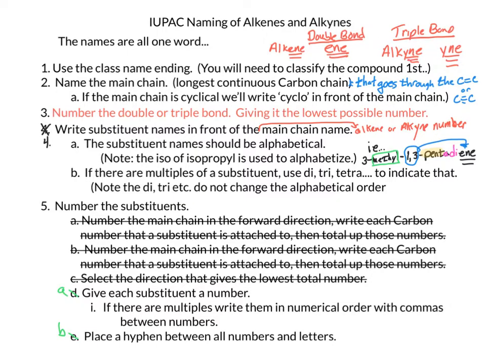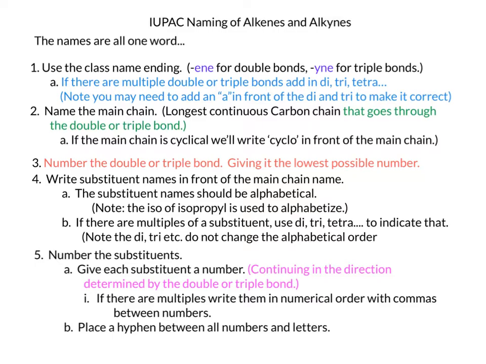Now let's summarize those changes. The first step in naming all compounds will be to identify what type of compound it is. When we spot the double bond, we know that it will be an alkene, so we'll use the ending "-ene." If we see a triple bond, the ending will be "-yne" for alkyne. If there's more than one double or triple bond, we will have to use the prefix di or tri or tetra to say how many there are.